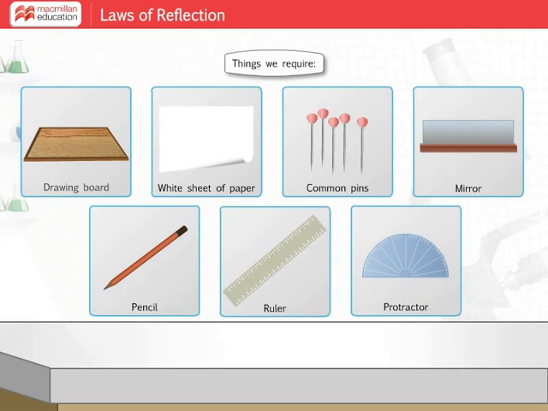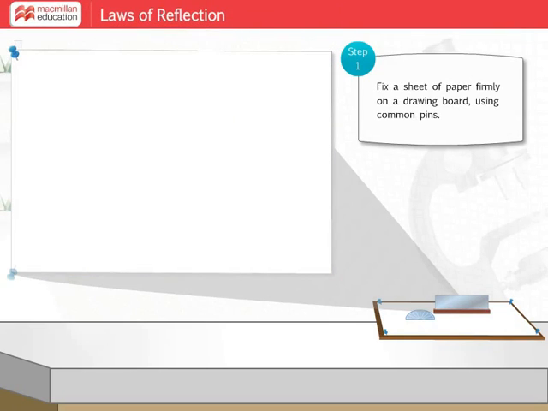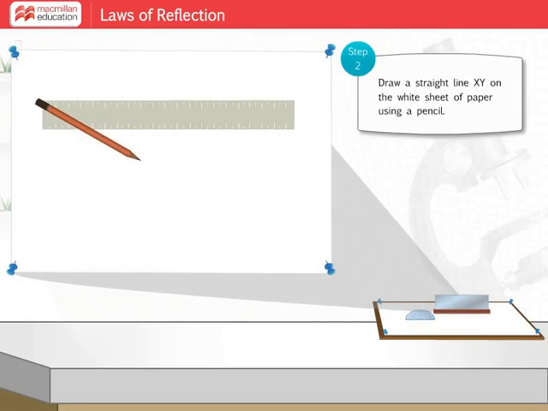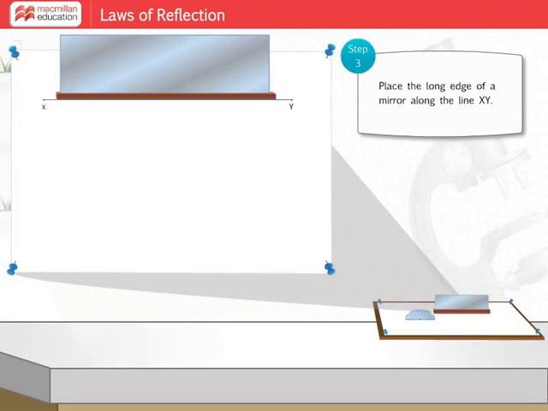Let's get started. Begin this experiment by fixing a sheet of paper on the drawing board using common pins. Using a pencil, draw a line XY on the white sheet of paper. Place the long edge of a mirror along the line XY. Now, fix two pins A and B along a line in front of the mirror.